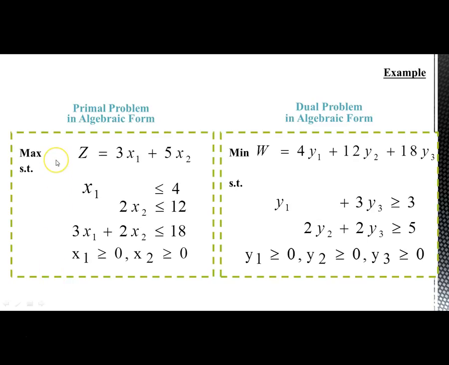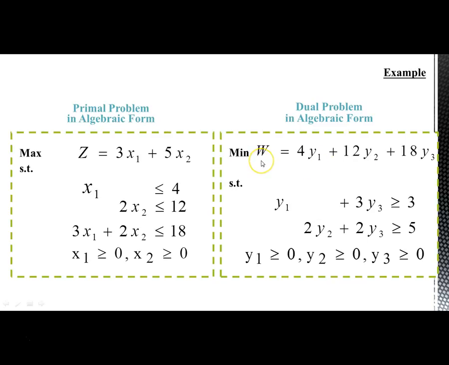Now let's do a problem. The primal problem that we have is maximize z equal to 3x1 plus 5x2, where x1 is less than or equal to 4, 2x2 is less than or equal to 12, 3x1 plus 2x2 is less than or equal to 18, and x1 and x2 are non-negative. When we convert this to a dual problem, first of all, the maximization will change to minimization. Z will be w. You can choose any other symbol, but right now we are going to choose w.